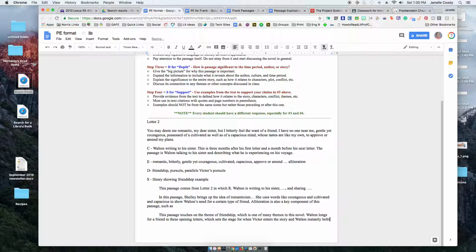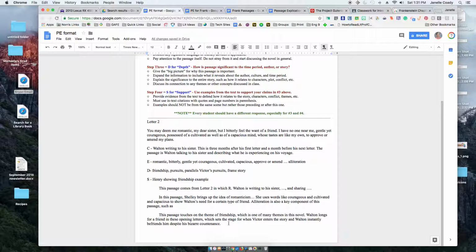instantly befriends him despite his bizarre, whatever you want to say about his countenance, because he's definitely in a horrible state at that point, but yet Walton looks at him and is like, ooh, finally a friend, right? So I would maybe talk a little bit about how he's so desperate for a friend at this point. And then I might also touch on how the frame story is set up in this. So you might have had that in your notes too, since this is part of the frame story, I might touch on that.